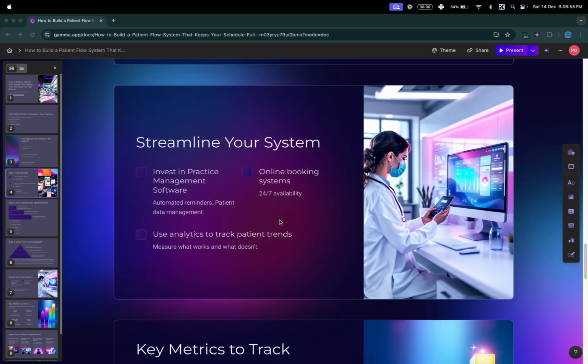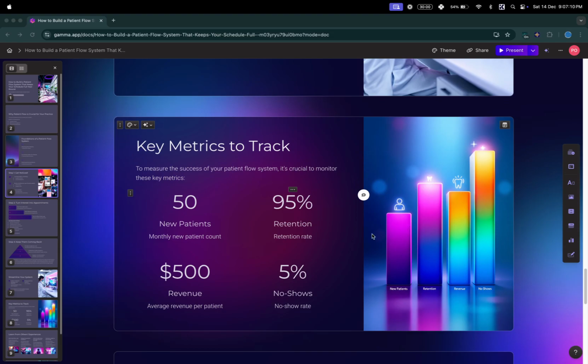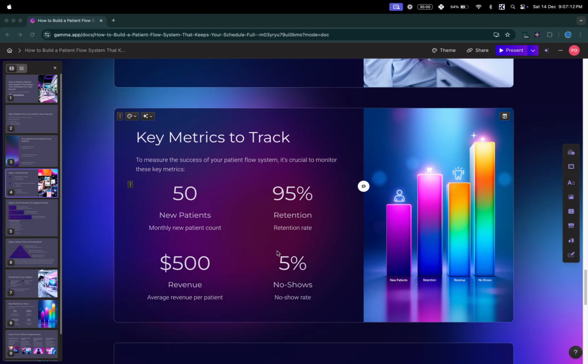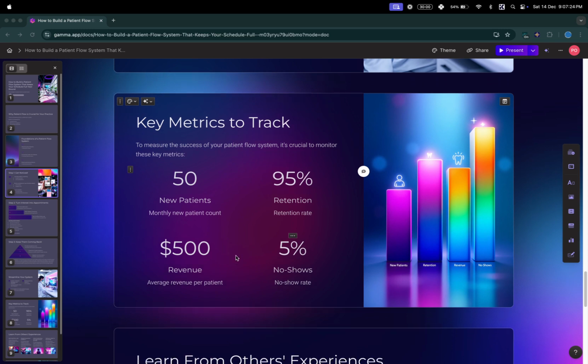Because at the end of the day, you need to track your key metrics like no-show rates, new patient growth, like how many new patients were acquired, and retention rate. Collect feedback from patients about the experience, and regularly review and adjust your marketing strategies too. So yeah, your system should evolve as your clinic grows.